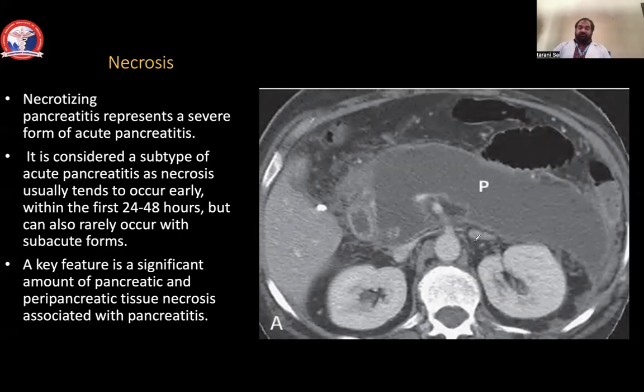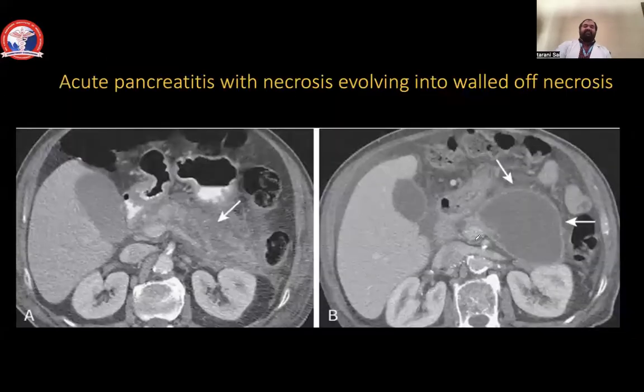In a portal venous phase in a 45-year-old man who came with a history of epigastric pain, we can see the pancreas is not visualized separately, but it is enlarged with an encapsulated non-enhancing collection with non-enhancing pancreatic tissue. So this is the necrotizing collection.